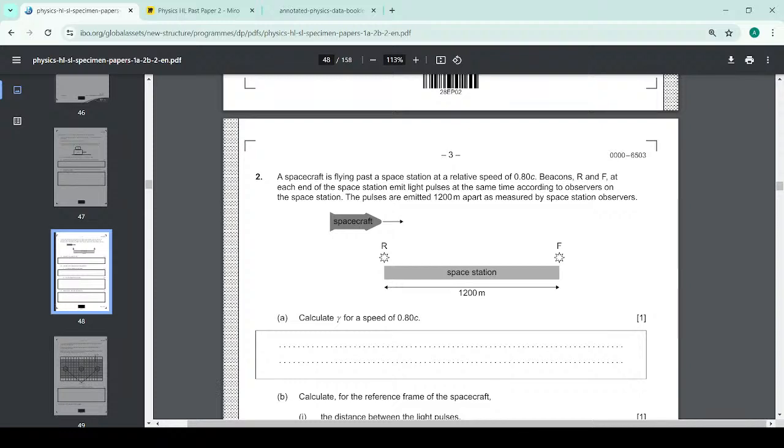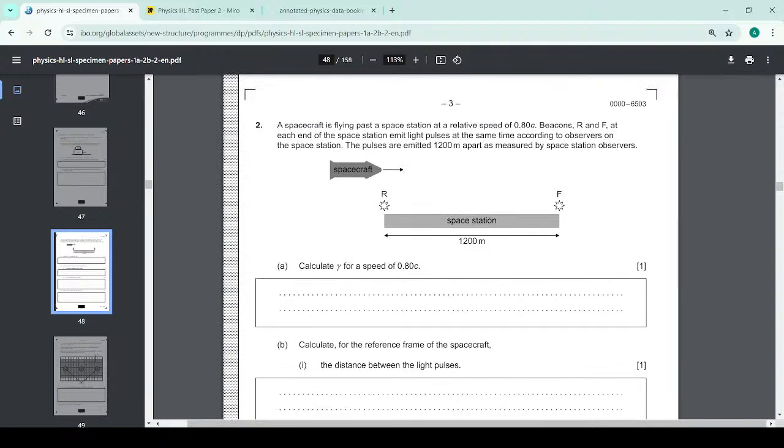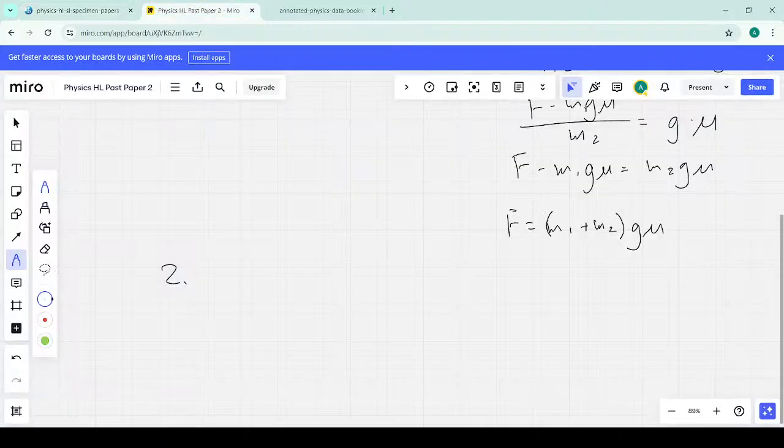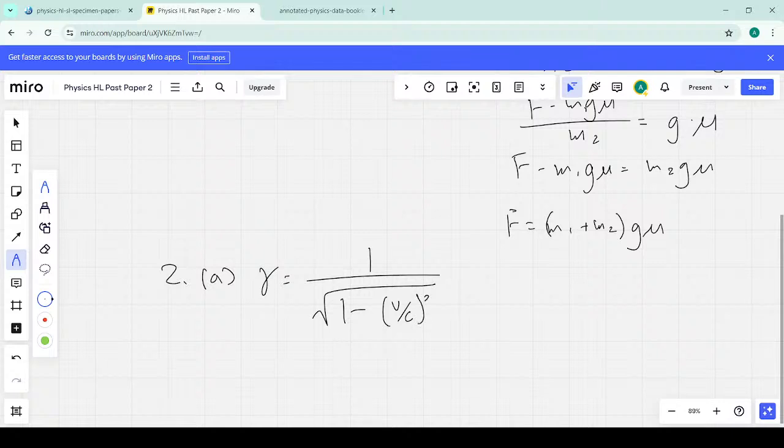Okay. A spacecraft is flying past a space station at a relative speed of 0.8 c. Beacons R and F at each end of the spaceship emit light pulses at the same time according to the observers on the space station. The pulses are emitted 1,200 meters apart as measured by the space station observers. So, calculate the gamma. This is the easy part. Just plug it into your equation: 1 over the square root of 1 minus v over c squared, which is 1 over square root of 1 minus 0.8 squared. Should be 1 over 0.6, which is 5 over 3.